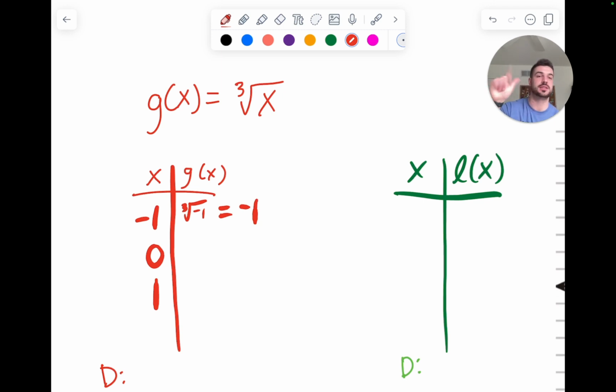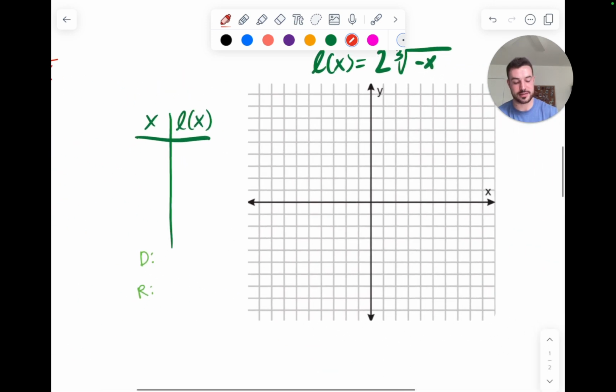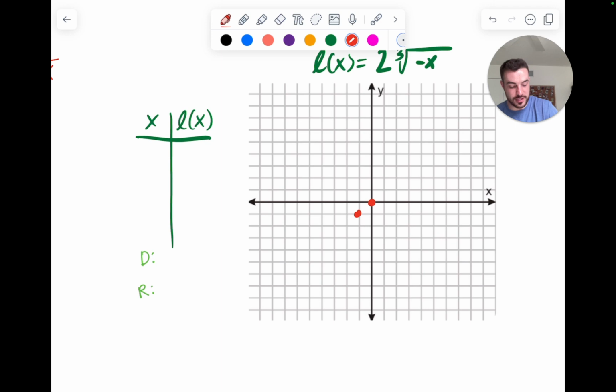-1 times -1 is +1 times -1 is -1. That's -1 to the third power. So we actually can take the cube root of negatives. So I'm going to use these three values and continue from there. I have the cube root of 0, which is just 0. The cube root of 1, which is just 1. And that's saying what value to the third power is 1? Our answer is 1. So now if I plot this, I've got some values here.